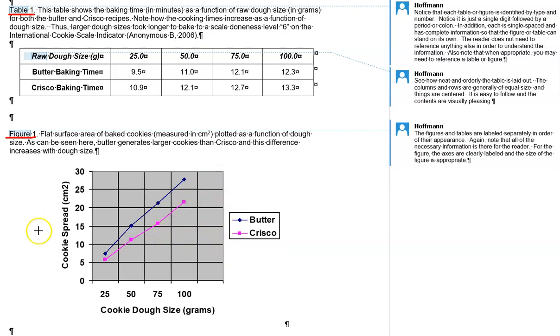So you either name it a table or a figure. Notice they're numbered consecutively. The first table is table 1, the first figure is figure 1. If you had a table or figure in your introduction, right, that would be table 1, and the next table would be table 2 as an example. So this table has a title that explains it. So basically it shows the baking time as a function of dough size, right? And then it explains the table.